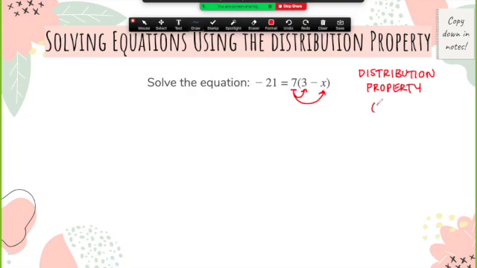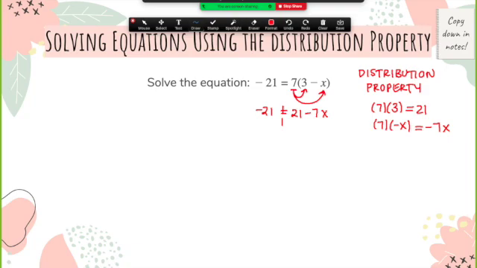So right here, 7 times 3 equals positive 21. So I'll write here 7 times 3 equals positive 21. So this is a 21. And then here, 7 times negative x equals negative 7x. So I'll write here negative 7x. And that equals negative 21. Now, it's just like the previous example where we just have to solve.